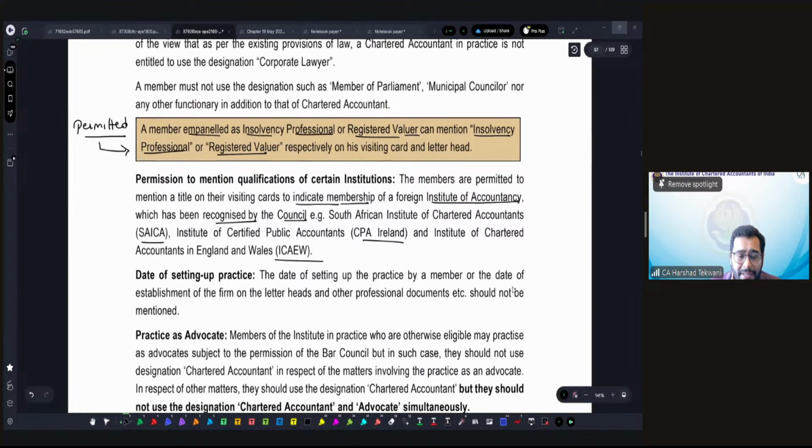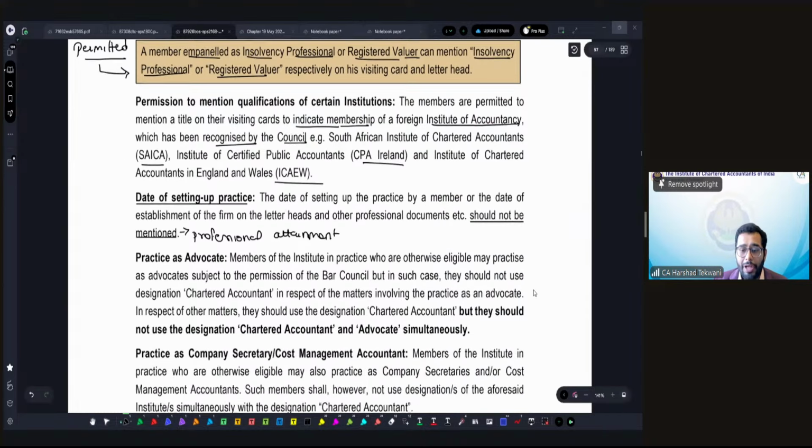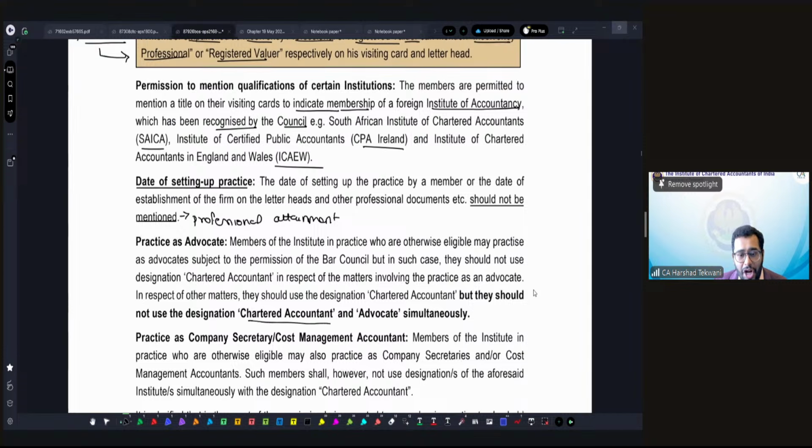Date of setting up of practice. Are you allowed to disclose the date of setting up of practice on the professional documents? Usually, you should not. So you should not mention the date of setting up of practice. Why? Because it may create the impression that it is an old firm. It may appear like a professional attainment. Okay, it may become an indirect professional attainment. So that's why it should not be mentioned. You cannot mention two designations, let's say chartered accountant and advocate, simultaneously. No, you are not allowed to mention two designations simultaneously.